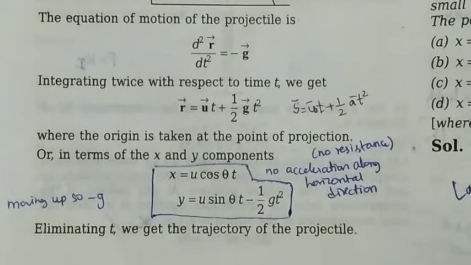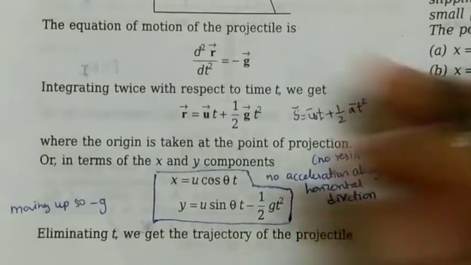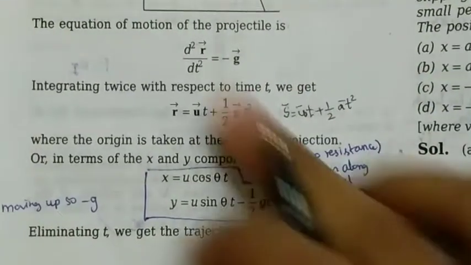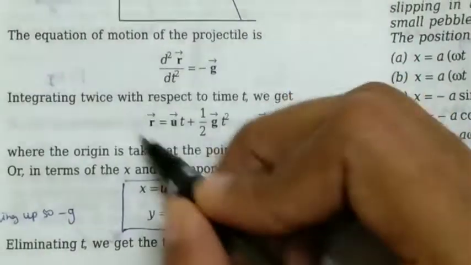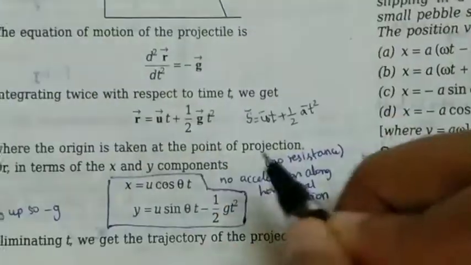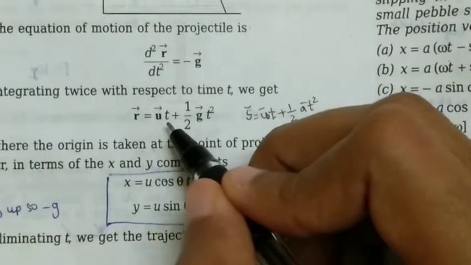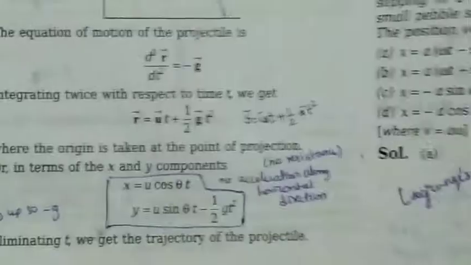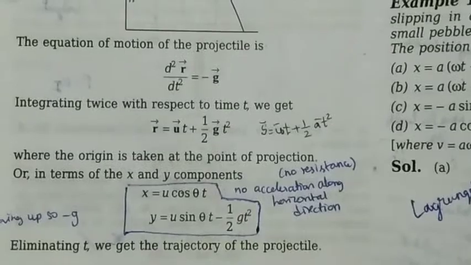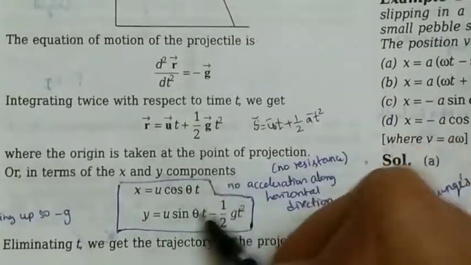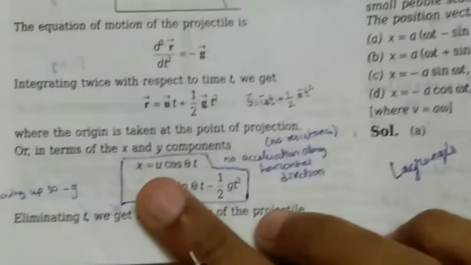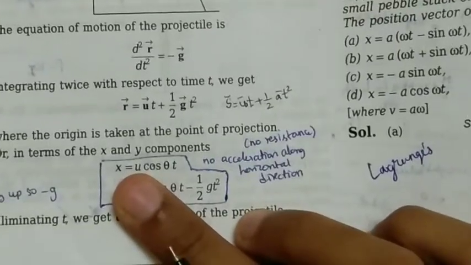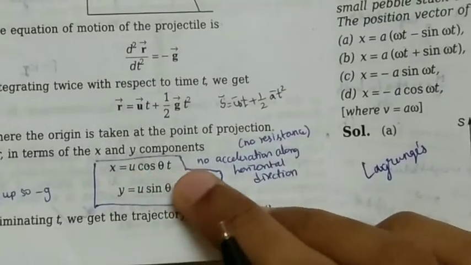So now what we have to do is, from this formula, for r we would have x i cap plus y j cap. In the same way for u, ux i cap plus uy j cap. So from here we would have s is equal to ut plus half a t square.